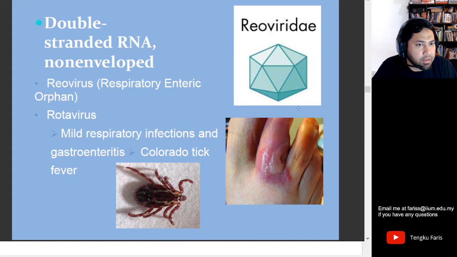Reoviridae, this is double-stranded RNA, non-enveloped. It causes respiratory enteric orphans. Another type is rotavirus, which causes mild respiratory infections and gastroenteritis. Colorado tick fever is another example.